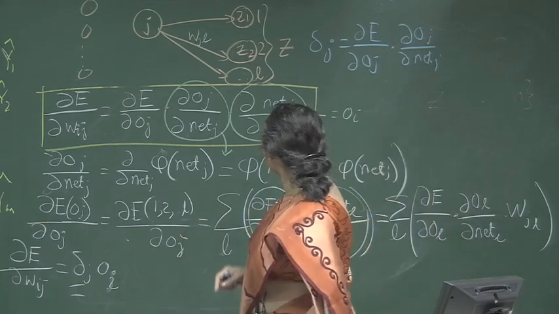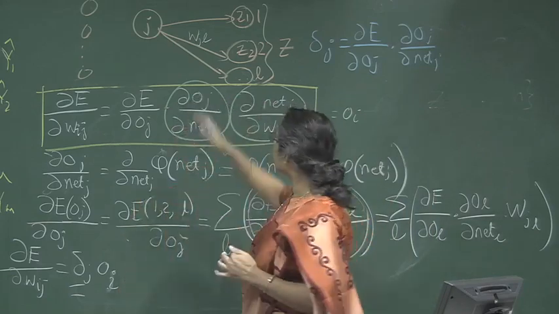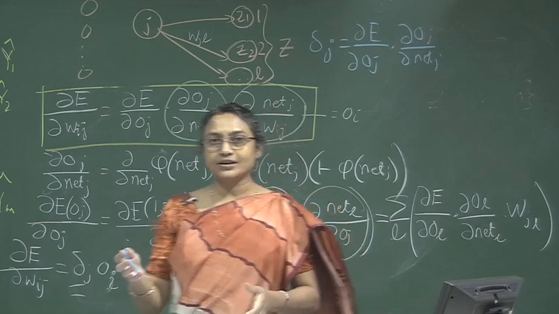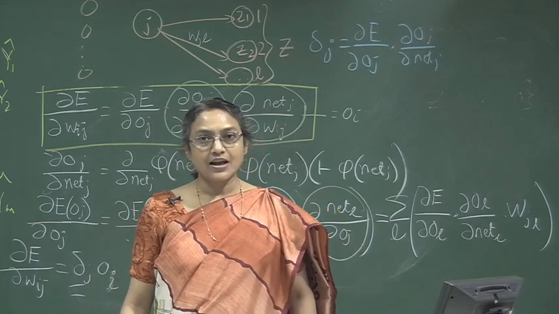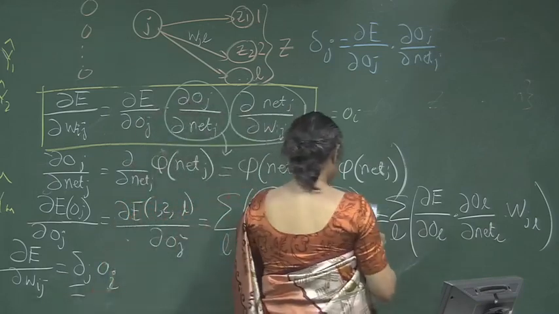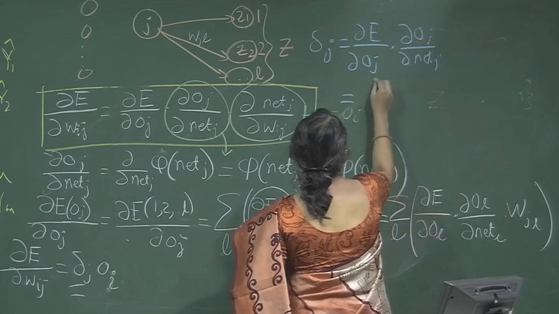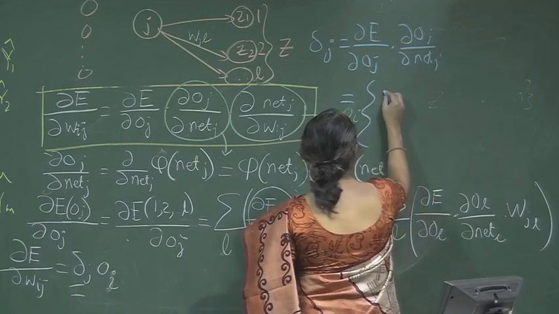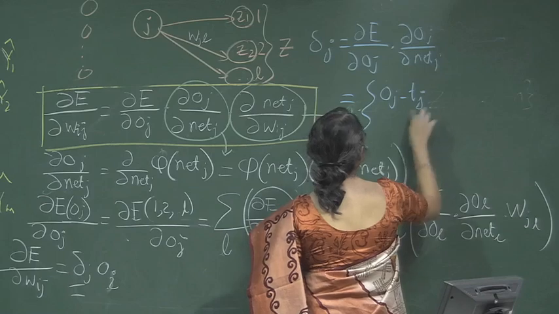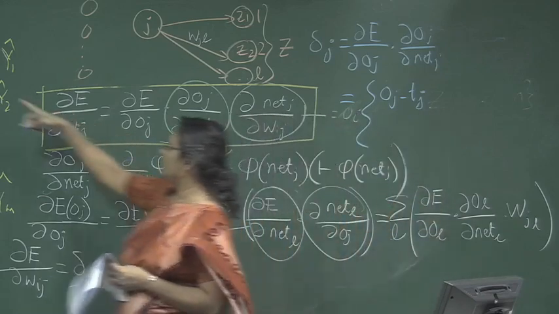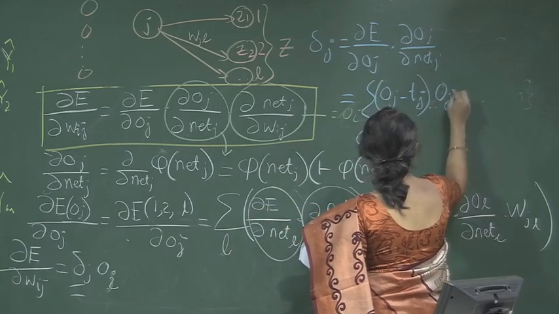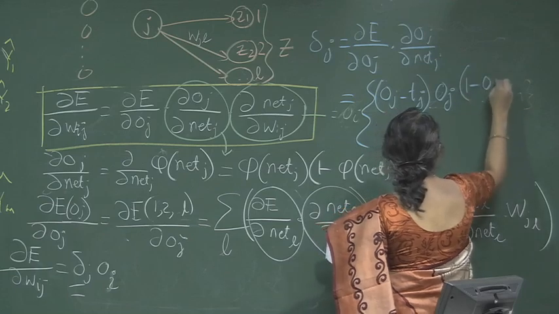And this will be treated in different ways depending on whether the unit is the output unit or it is an intermediate unit. So, if it is an output unit, we can use the formula which we have already seen. So, it will be equal to Oj minus Tj. Tj is the target output at that node. So, Oj minus Tj times Oj times 1 minus Oj.